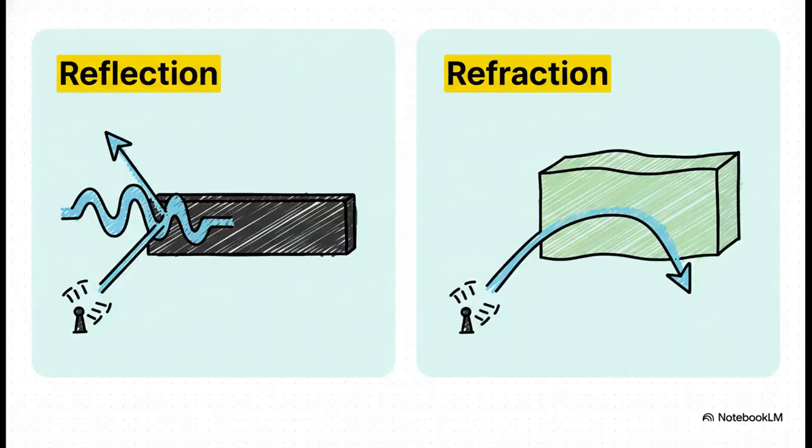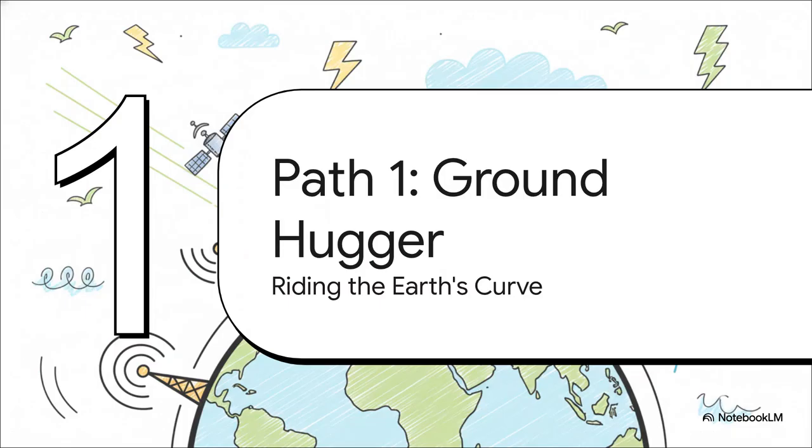Now these waves have two main tricks up their sleeve: reflection and refraction. Reflection is the easy one to get. The wave just hits something and bounces off, kind of like light hitting a mirror. Refraction is a little different. That's when the wave passes through something, like a layer of our atmosphere, and it bends. And believe it or not, these two behaviors are the key to pretty much everything that follows. So let's start with our very first invisible highway, the one that stays closest to home.